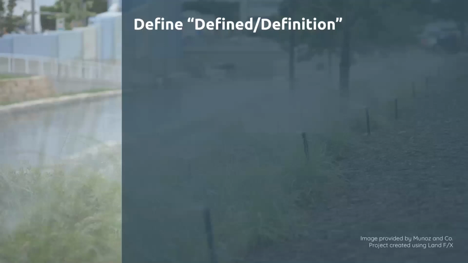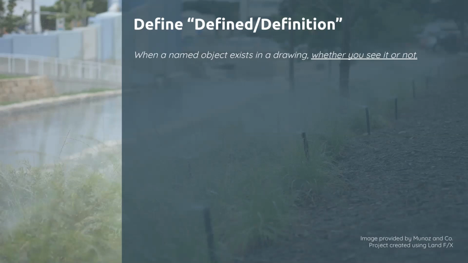So let's go ahead and define what we mean by defined, or the definition of something. Okay, so when a named object actually exists in the drawing, whether you see it or not, it is defined in the drawing. So as an example, a block that is placed into a drawing has a name, and that block name gets defined into the drawing. Okay, an MLeader has a style, a DimStyle has a style, a text style. All of these have different names that get defined into the drawing. So why does this matter?